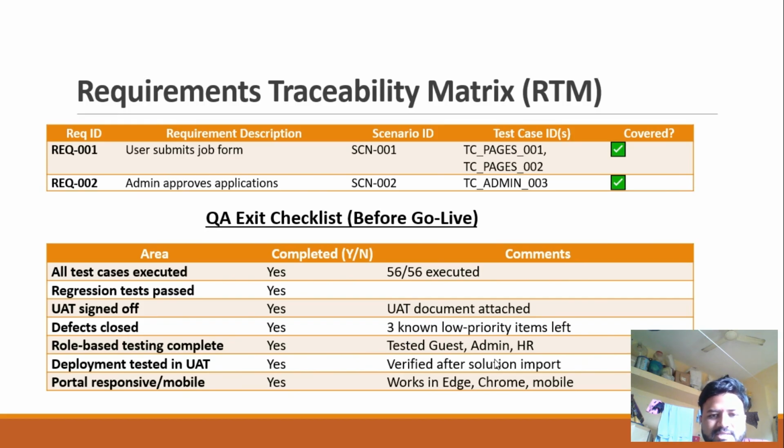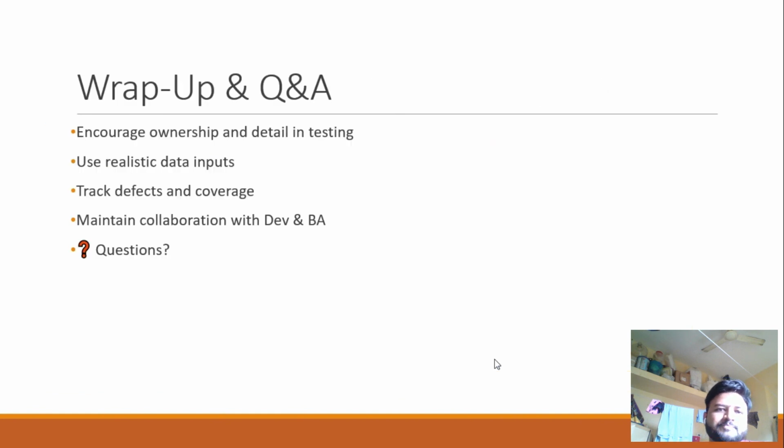Then the QA exit checklist before go live. From a QA point of view, what are the things we need to ensure? All test cases should be executed. We need to mention whether that is completed or not, yes or no, and how many test cases. Integration tests pass or not, UAT sign off, then defects closed. This UAT, we are not saying it as UAT, because the UAT team is different from the internal testing team, so we can mention it as the internal testing team. Then role-based testing completed, deployment tested in the UAT, and the portal responsive on mobile.